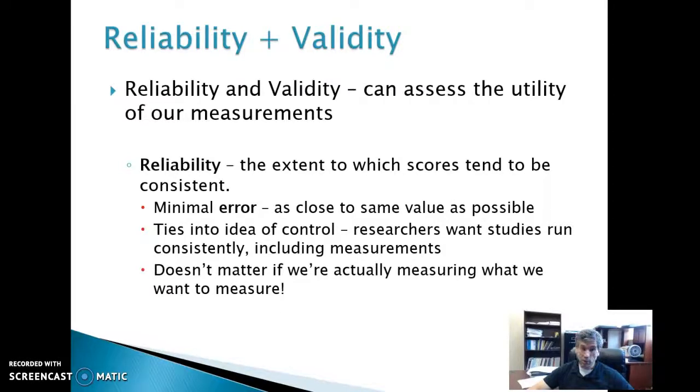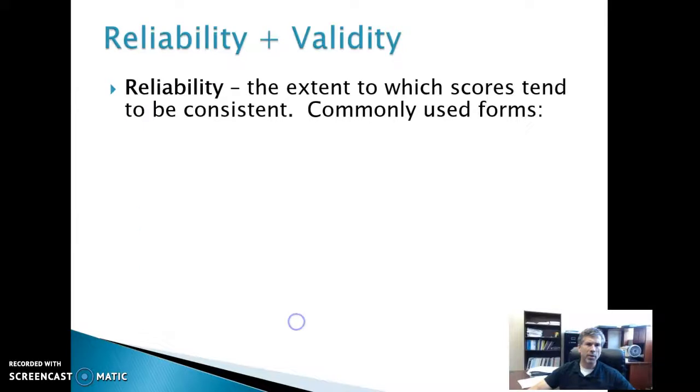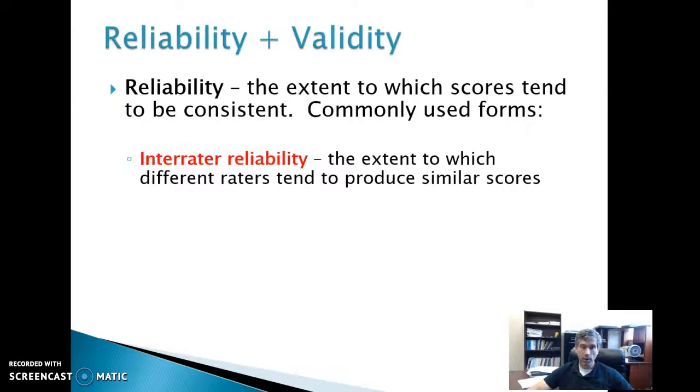You can have reliability without actually having accuracy. Obviously, we want both, but if we're just talking about reliability, all we mean is consistency. You can have a measure that is totally inaccurate, but is extremely consistent. It would still be reliable. Wouldn't be a great measure, still reliable. We'll talk a bit more about that in a moment. But here are some common subcategories of reliability.